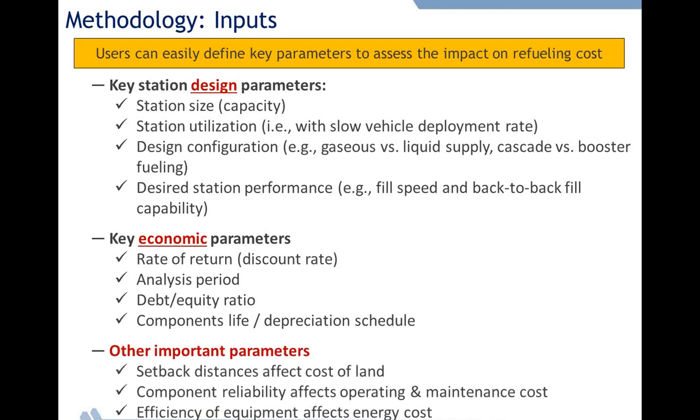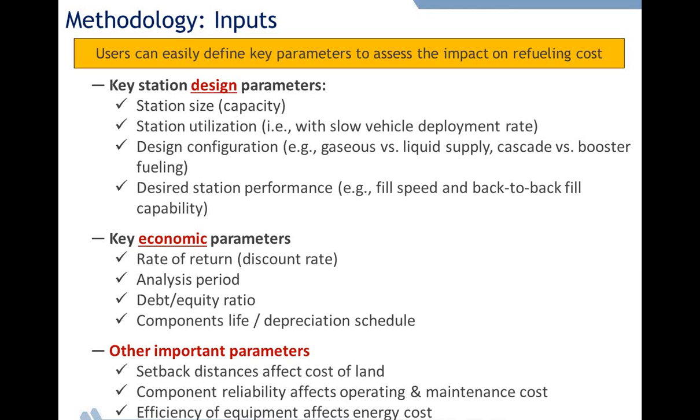And there are other important parameters, even though not related to capital. For example, the setback distances, liquid versus gaseous, could make a big impact on the cost and even the availability of land for installing the equipment. Reliability of the component is another factor that the model can handle. So in early market, if there is a component that requires more frequent replacement, you could input that into the model, and then the model will give you what is the implication of that.